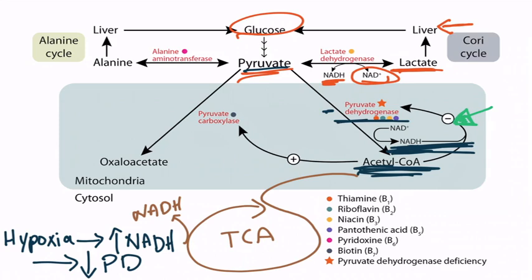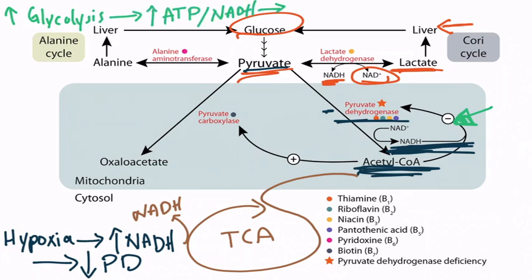As the TCA cycle is inhibited, the concentration of acetyl-CoA rises. So increased glycolysis results in increased ATP and NADH. This inhibits the TCA cycle, which results in increased acetyl-CoA, and this increases the inhibition of pyruvate dehydrogenase. Or in other words, it decreases pyruvate dehydrogenase.